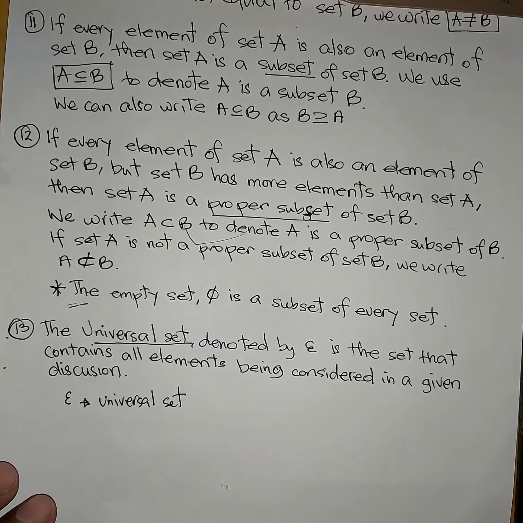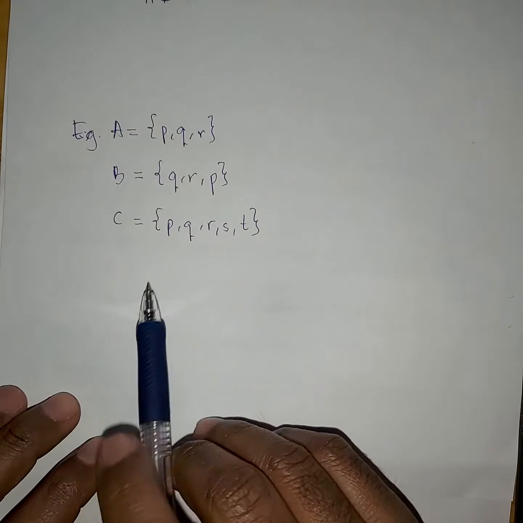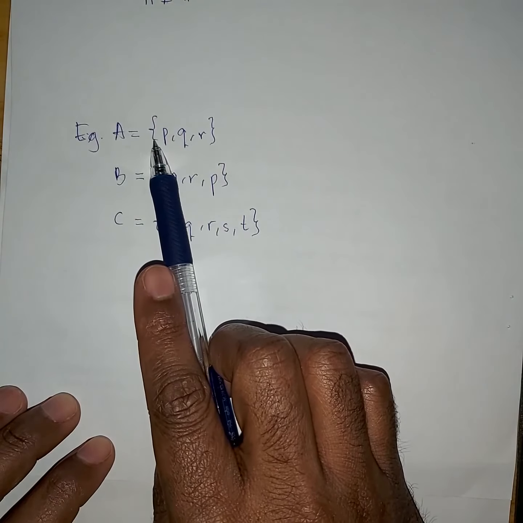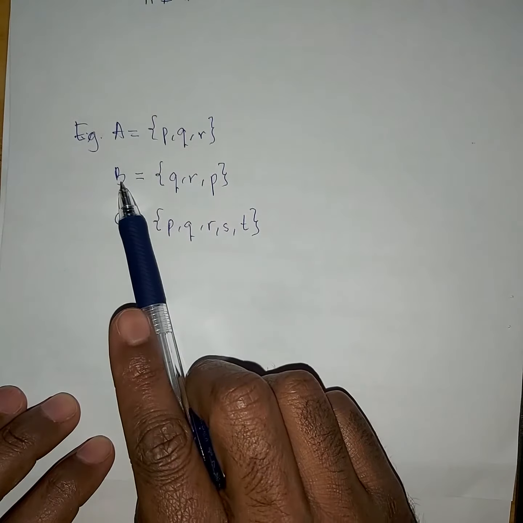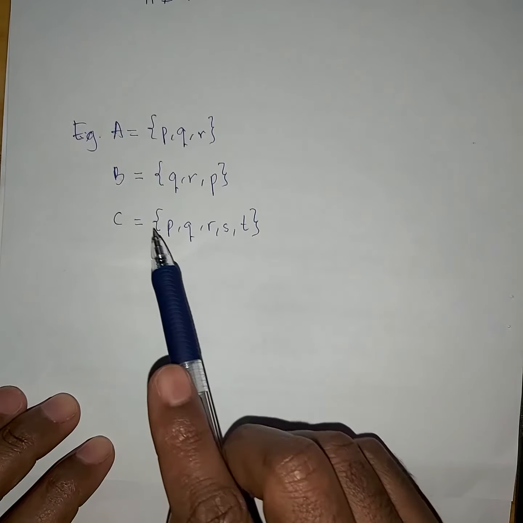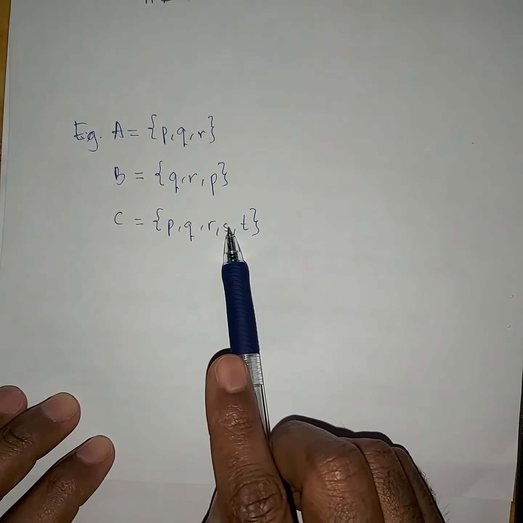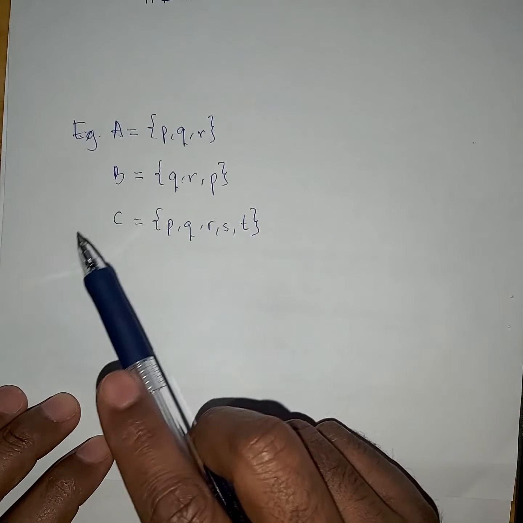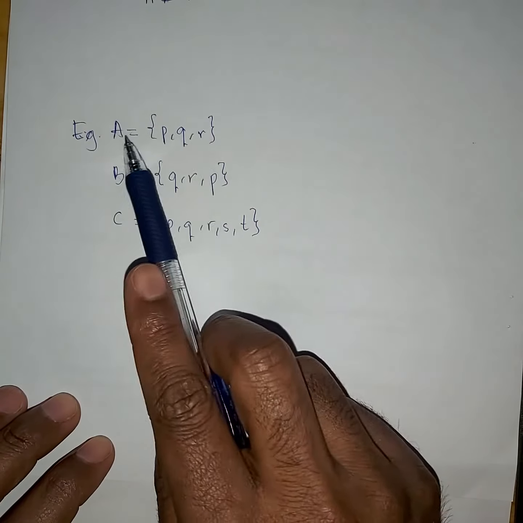You may look at a simple example. Here you have three sets. Set A, you have elements P, Q, and R. Set B, you have elements Q, R, and P. And set C, you have elements P, Q, R, S, and T. Now, suppose you look at all these elements, all the sets.